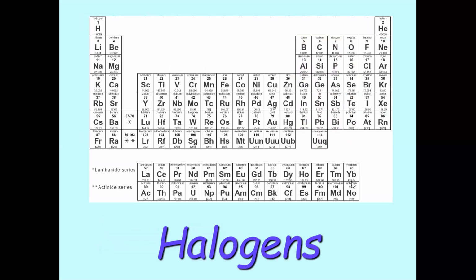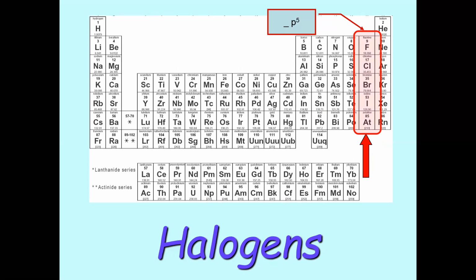Next, we have our halogens. Our halogens are group 17. These are our most reactive nonmetals. So all of these have an ending electron configuration of p5. And remember, nonmetals are non-losers. So nonmetals are going to gain electrons. So remember, if the noble gases have an ending electron configuration of p6, then the halogens only have to gain 1 electron to become stable.